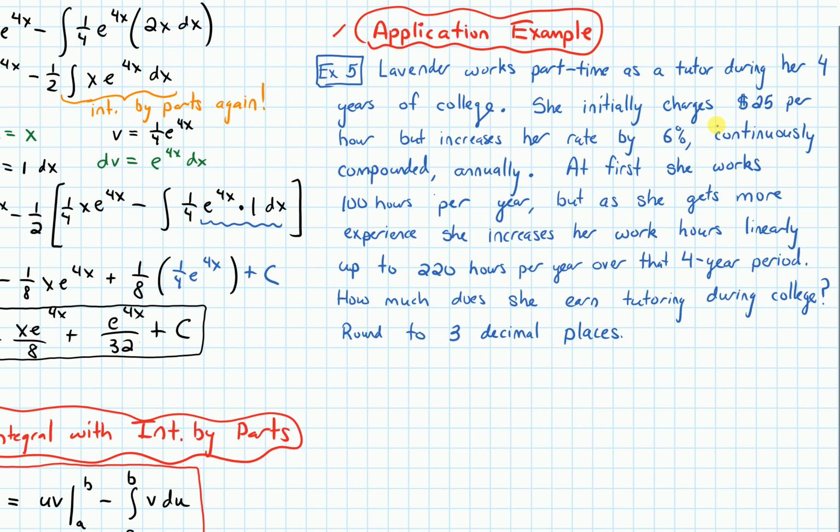Okay, so that is a concept from Math 30 from the previous calculus course. At first, she works 100 hours per year, but as she gets more experience, she increases her work hours linearly up to 220 hours per year over that 4-year period. So by the end of these 4 years, she's working at a clip of 220 hours per year. Question is, how much does she earn tutoring during college? Round to 3 decimal places.